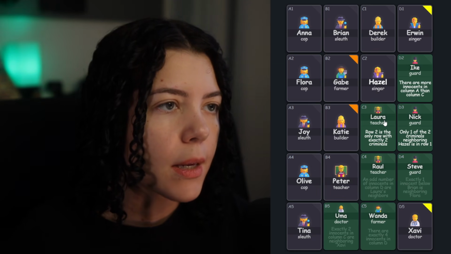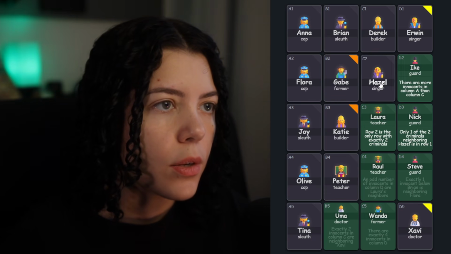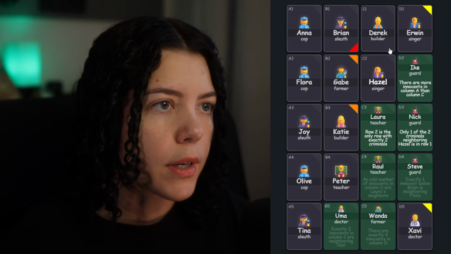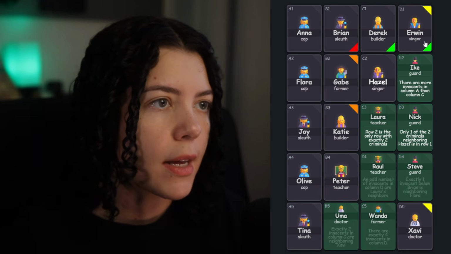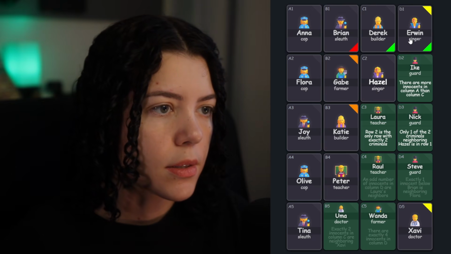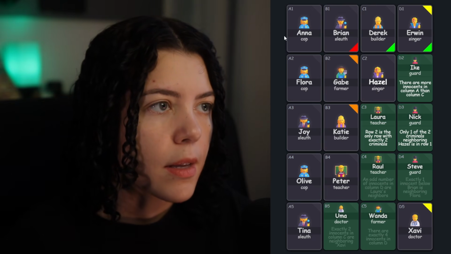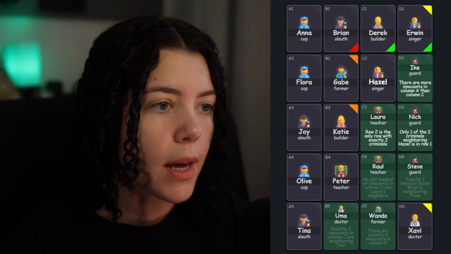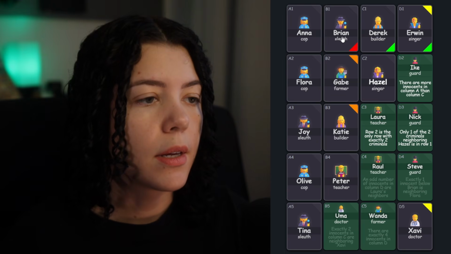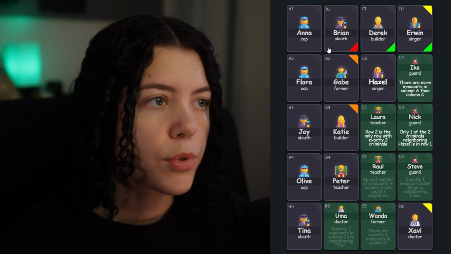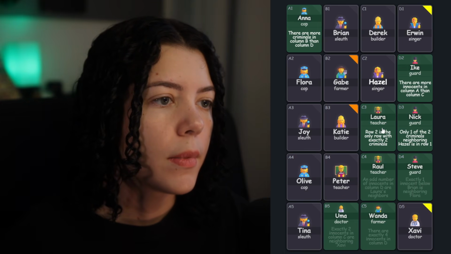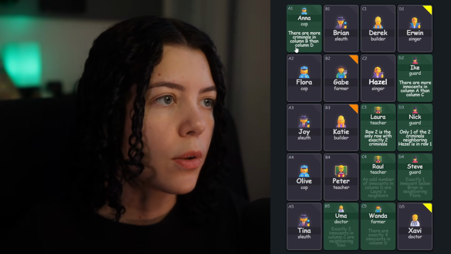What do we have to think about then? We know that there is one criminal here in row 1, right? Who's either going to be Brian or Derek or Erwin. And whomever that is, that will make the other 2 innocents. What does that make of Anna? If Anna were to be a criminal as well, that would make row 1 have 2 criminals, and that couldn't happen. We need only row 2 to have 2 criminals, so Anna has to be an innocent. Good. Now, Anna says there are more criminals in column B than column D.